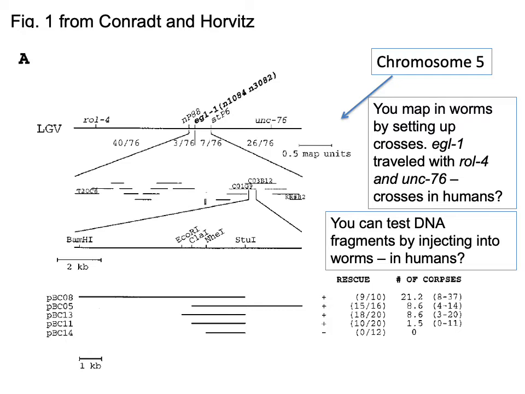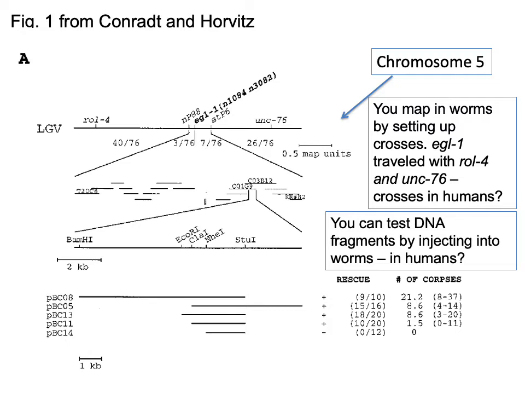The next step in the Conrad and Horvitz paper, after they mapped the gene and narrowed down the location, was to test DNA fragments in that location by injecting them into worms. That was the transformation rescue assay they did. And again, that allowed them to clone the gene eventually and get the sequence of EGL1.